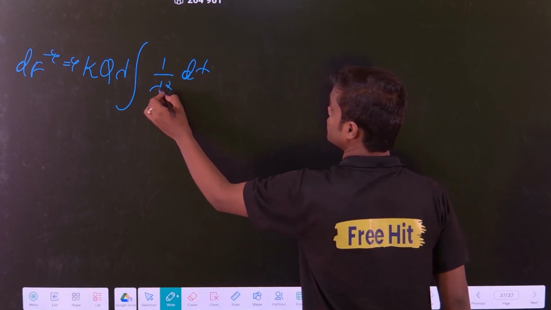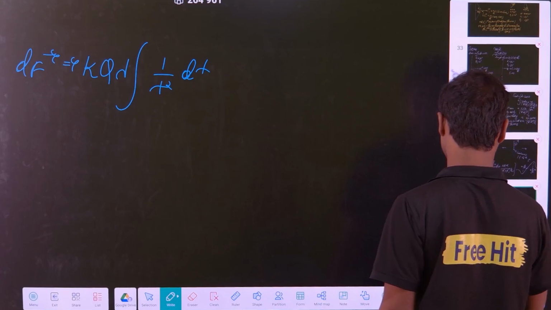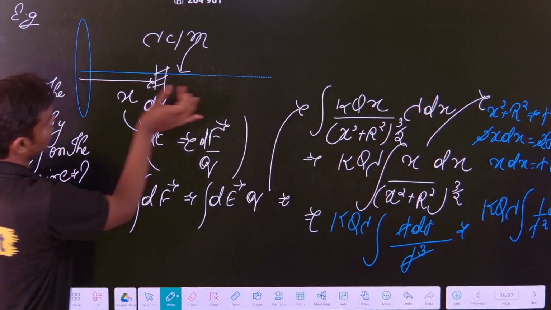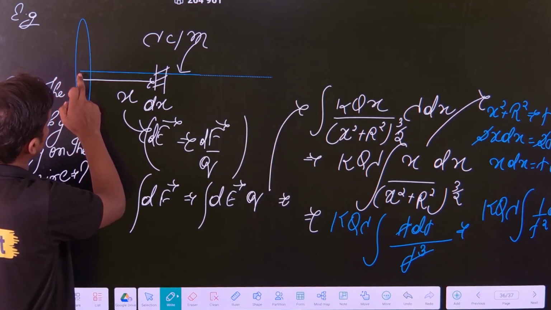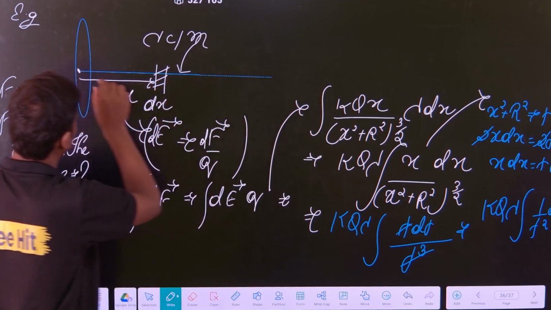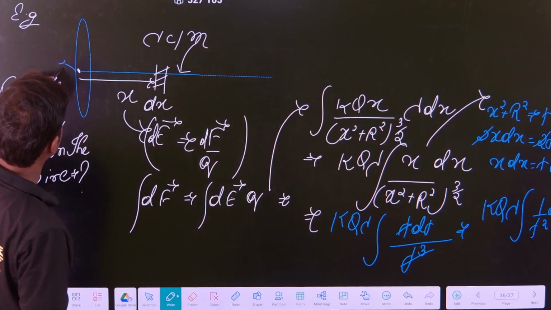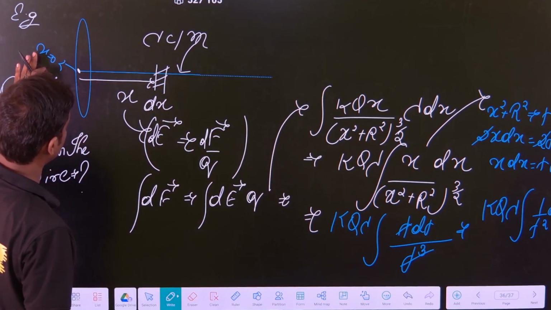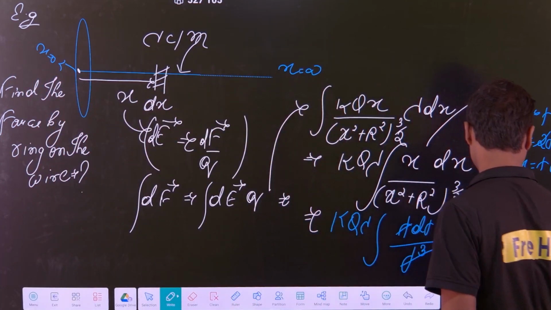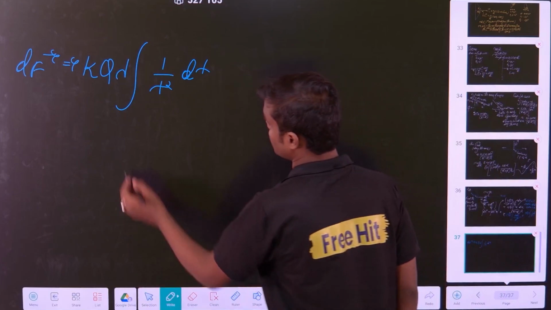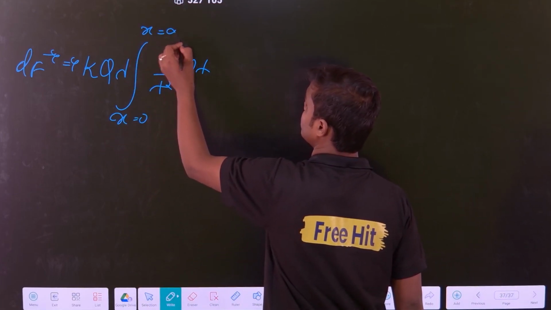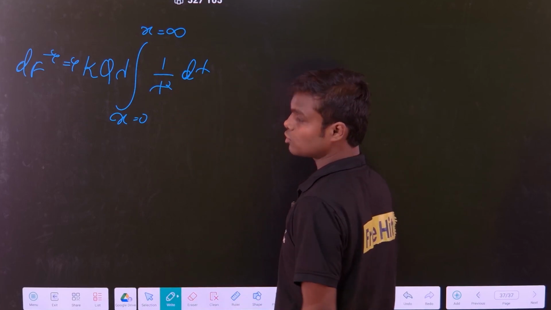Now let us talk about the limit. The wire is from center to infinity. So our element should go from x, from here, this is my starting point and this is the end point. My x value will start from the origin 0, and it will go up to infinity. So our limit is x equal to 0 to x equal to infinity, but we are doing the integration with respect to t. So we have to put the limit of t.